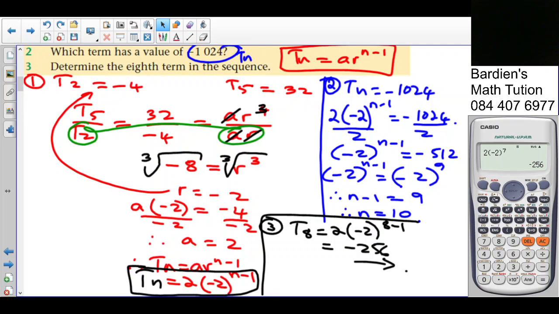Thank you. Okay, we're going to get a calculator in the right form again. So shift 9, 3, or you could have pressed mode and 1. Okay, so 2 open brackets negative 2 to the exponent 7 gives you negative 256. Okay, any confusion here, people?